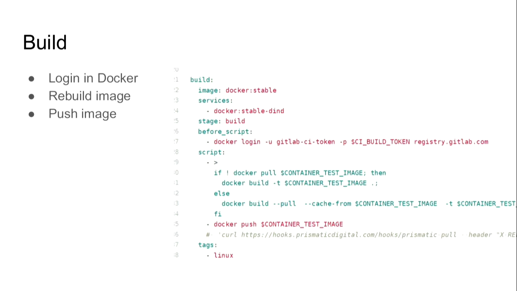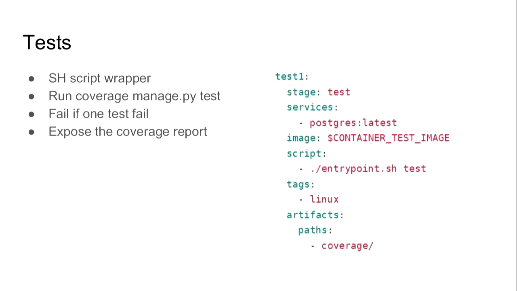So for the build, you have to log in to Docker, you rebuild an image, and you push your image. It's super simple, it's like 15 lines of code to just create your own build with Docker. For your tests, it's even easier. You create a SH script in your Docker container. In my case, it's running coverage manage.py tests. You fail if one test fails. You expose your coverage reports with the artifacts inside GitLab.